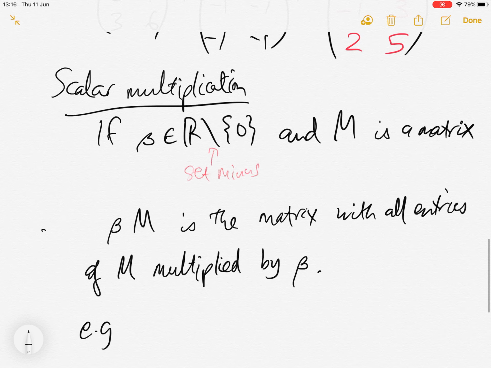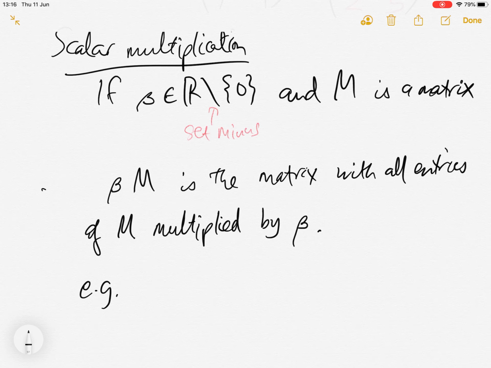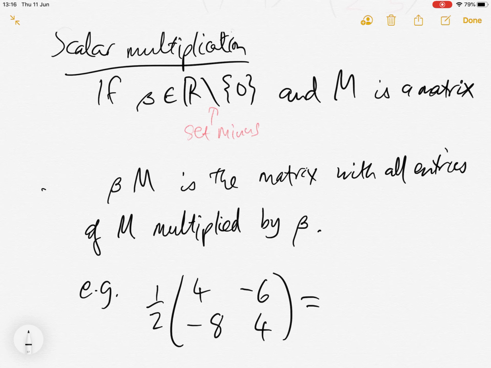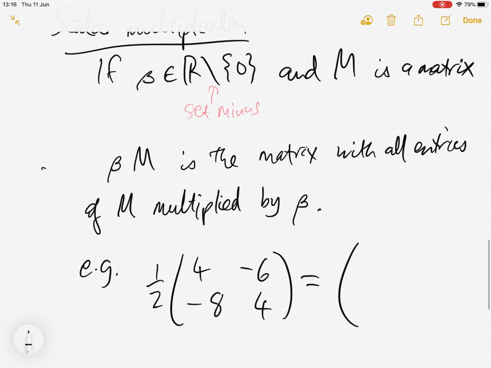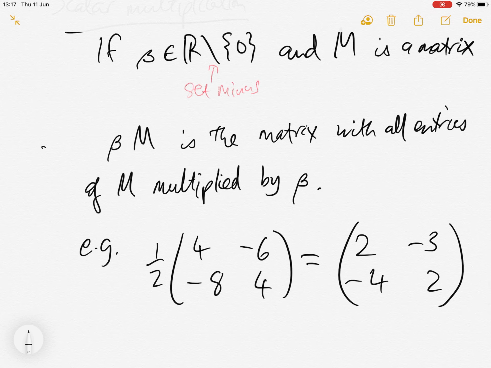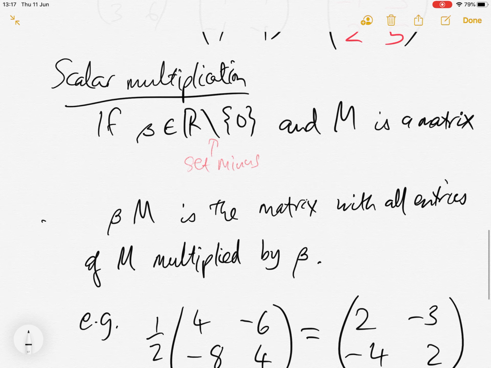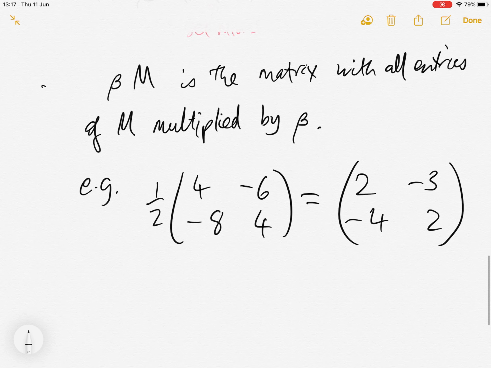So for example, if beta is a half and M is the matrix 4, minus 6, minus 8, 4, then we just multiply all the entries by a half, and we get this. So this is scalar multiplication. Beta is a scalar, and so that works probably in the way that you think it would.